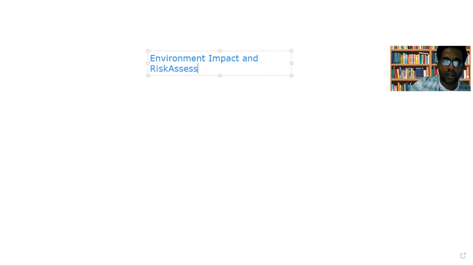The relevance of this subject, environment impact assessment, will come into consideration when you speak about striking the balance between development projects and the impact or risk associated with environment, right? So environment impact and risk assessment, that's our subject. Okay, so now my question is, what is the purpose of carrying out an environment impact assessment?